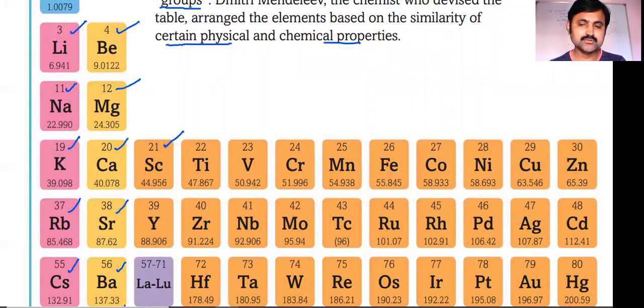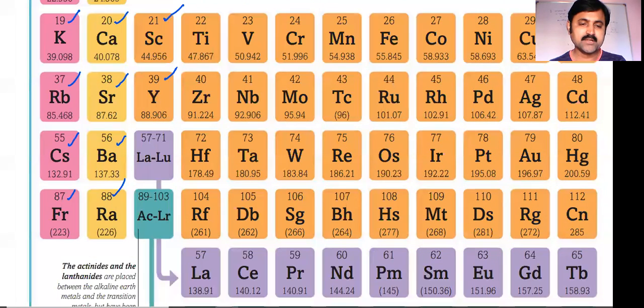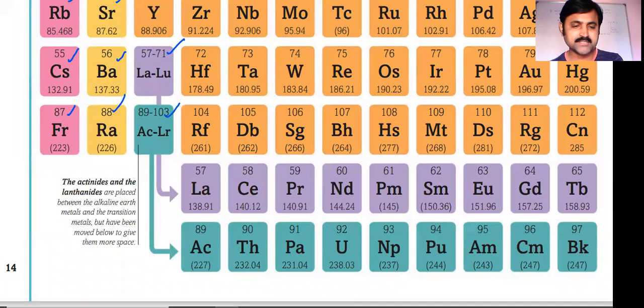When it comes to scandium, which has atomic number 21, then yttrium, the elements 57 to 71 are missing. 57 is lanthanum, and 89 is actinium. Next to lanthanum, the 14 elements are called lanthanides, placed below the periodic table. After 89 they are actinides, and after 57 they are called lanthanides. The actinides and lanthanides are said to be placed between the alkaline earth metals and the transition metals, but have been moved below the group.